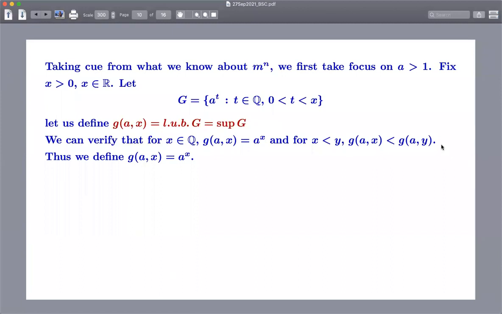So therefore, effectively, what one of you argued was that you look at a power t for every t, go from below and go from above, and you need to show that there is a real number which is sandwiched between the two, and that is exactly this G of a, x. Therefore, we call that a power x. As yet, we have defined this a power x only for a bigger than 1 and for x positive.